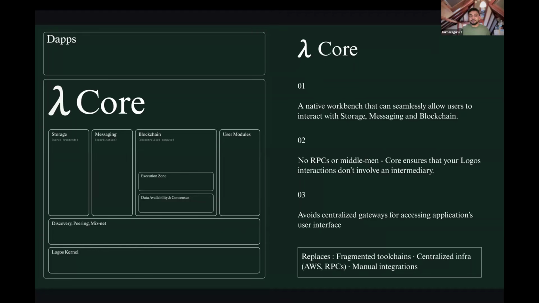And finally, Logos Core is the superset or the developer offering for anyone who wants to build on top of Logos. So if you wish to build an application on top of Logos, you do that by implementing Logos Core, and Logos Core makes sure that you have access to each of these user modules at your disposal. You don't have to use a user module by compulsion, but you can also opt in for the ones that you want. So imagine this to be a native workbench that can seamlessly help you integrate any of these offerings that Logos has.